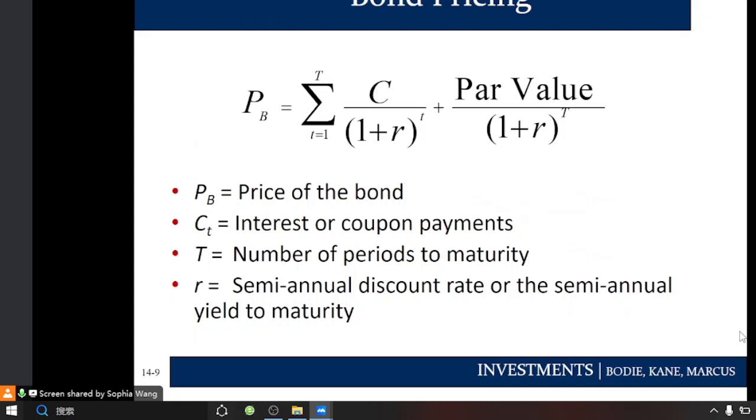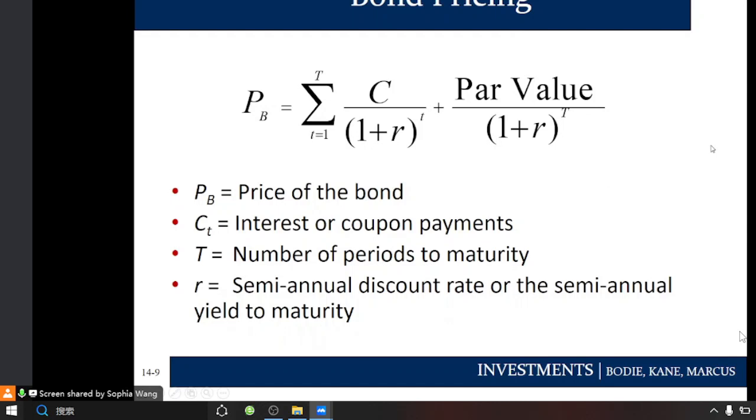Okay, for the bond pricing model, I'll directly give you the model for how to calculate the bond price. It actually consists of two parts. P means the price of the bond, C means interest or coupon payments, T means the number of periods to maturity, and r means the semi-annual discount rate or semi-annual yield to maturity. We always call that YTM. YTM means yield to maturity.